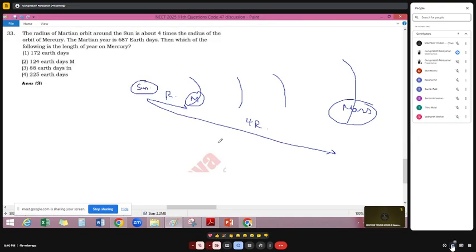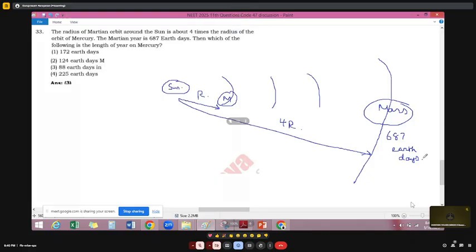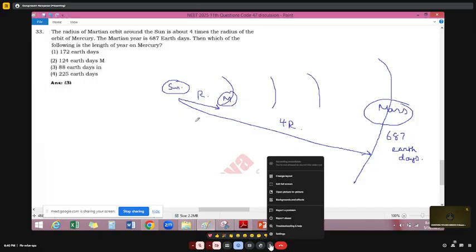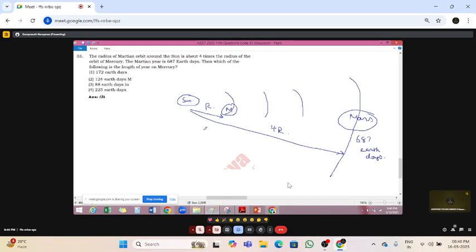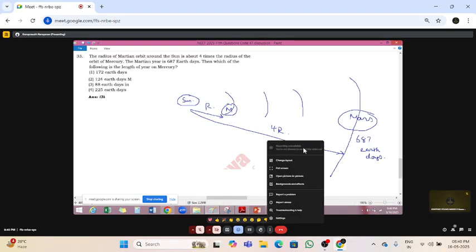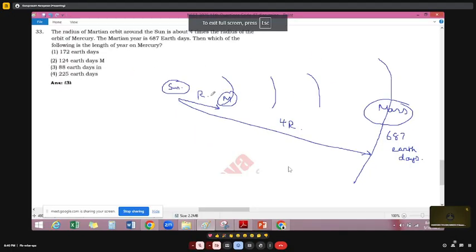A Martian year is 687 Earth days. Then which of the following is the length of a year on Mercury? So they are asking you to find the Mercury year. How many Earth days will it take for Mercury to go around the sun? If you have already come across this information, I think it is around 88 Earth days. I'm not sure. We can double check that. Yeah, the solution says 88 days.